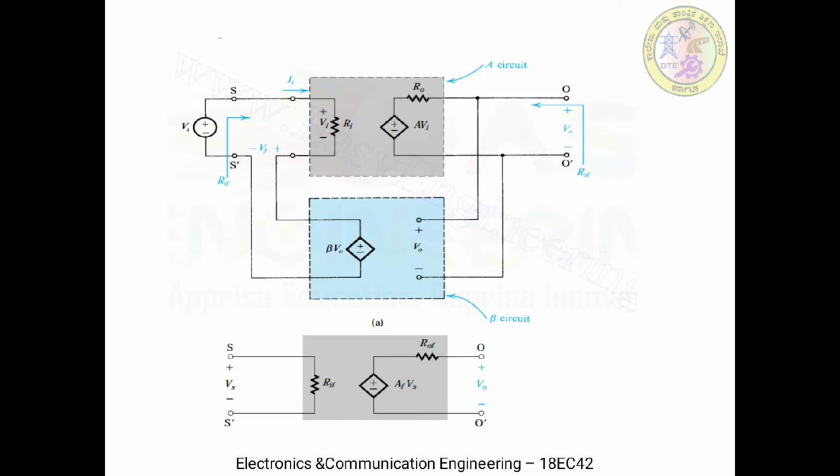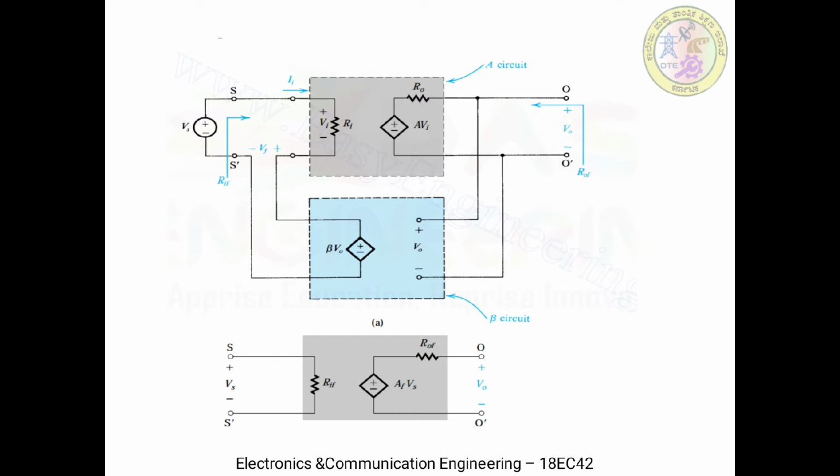And here you can see the topology or the block diagram form, where we have A circuit as well as there is a beta circuit. So A circuit is an amplifier circuit, and beta circuit represents the feedback network. So in this session, we are going to derive the expressions for the input resistance as well as output resistance in presence of the feedback.